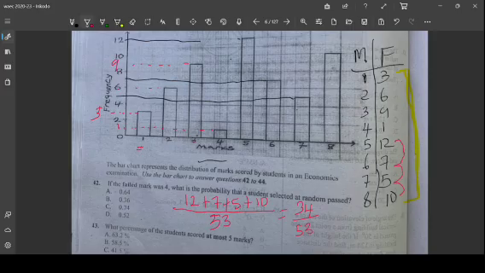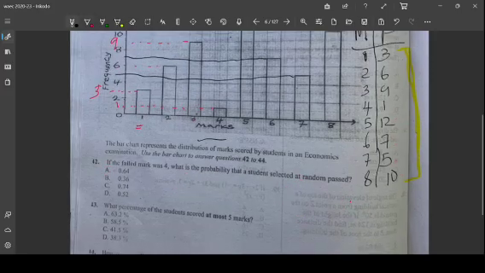So what is the probability? When you press 34 over 53 in your calculator, since the answers are in decimal places, the calculator gives you 0.64, which is option A. All right, so let's solve question number 43 next.